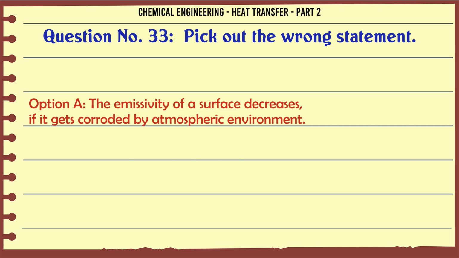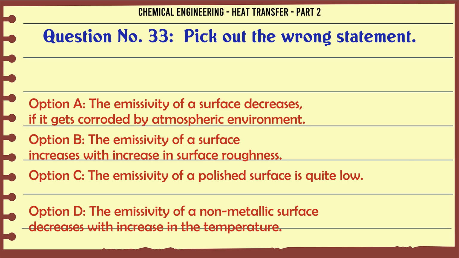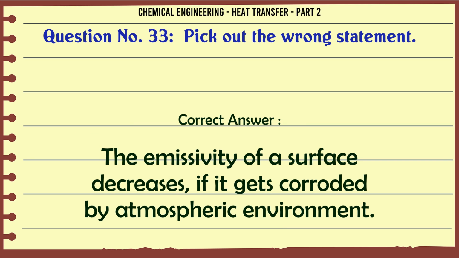A. The emissivity of a surface decreases if it gets corroded by atmospheric environment. B. The emissivity of a surface increases with increase in surface roughness. C. The emissivity of a polished surface is quite low. D. The emissivity of a non-metallic surface decreases with increase in the temperature. The correct answer is: the emissivity of a surface decreases if it gets corroded by atmospheric environment.